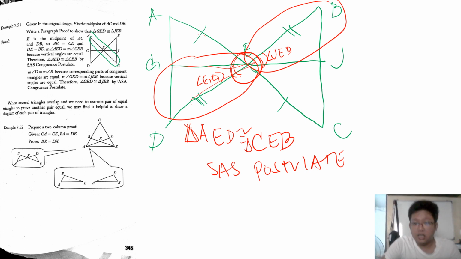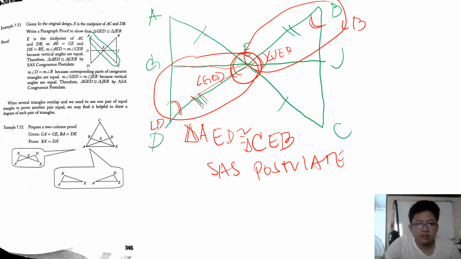Because it's already stated that the whole triangles here are both congruent, by means of CPCTC, all corresponding parts are congruent also, no? So angle D and angle B, mean to say ito, at saka ito, congruent sila. Angle D and angle B are congruent. Okay, so these two are congruent.